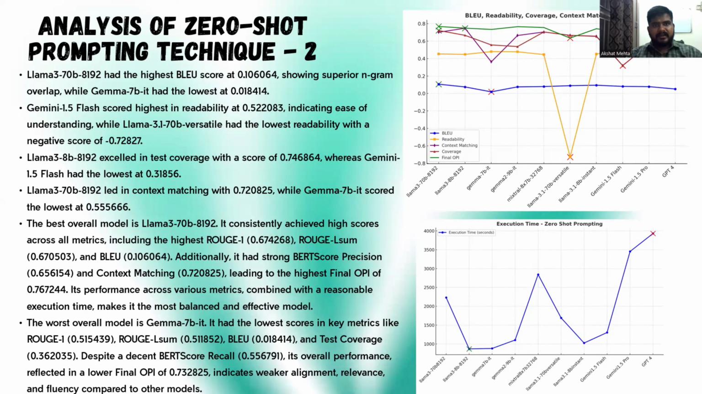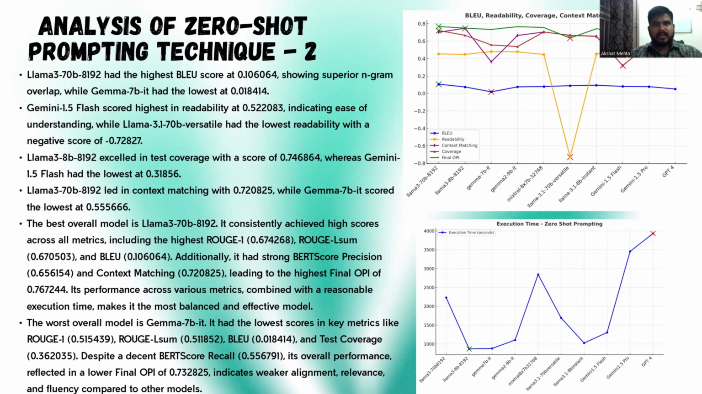Llama 2 70 billion had the highest at 0.10064, showing the best result with the reference test cases, while Gemma 70B it scored the lowest, indicating weaker word performance. In terms of readability, Gemini 1.5 Flash led with a score of 0.522803, producing clear and user-friendly test cases, while Llama 3.1 70 billion Versatile had the lowest readability score. For the test coverage, Llama 3's 8 billion 8192 excelled in covering more acceptance criteria, while Gemini 1.5 scored the lowest.